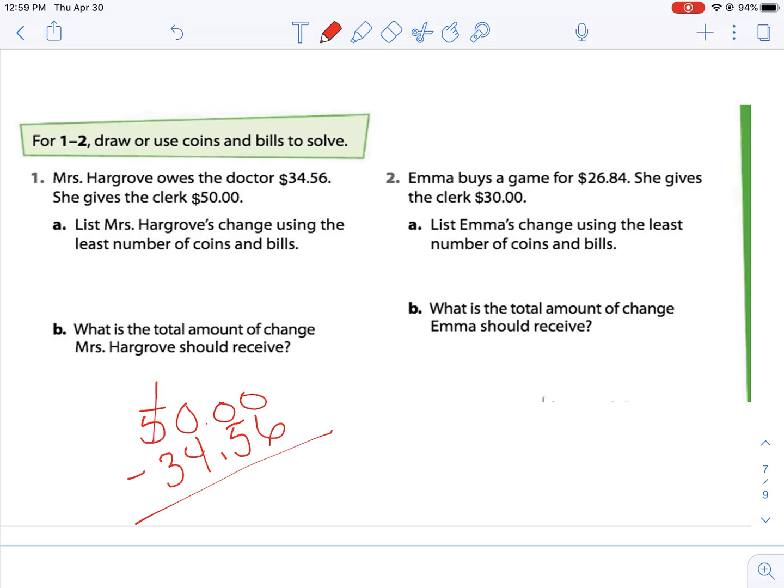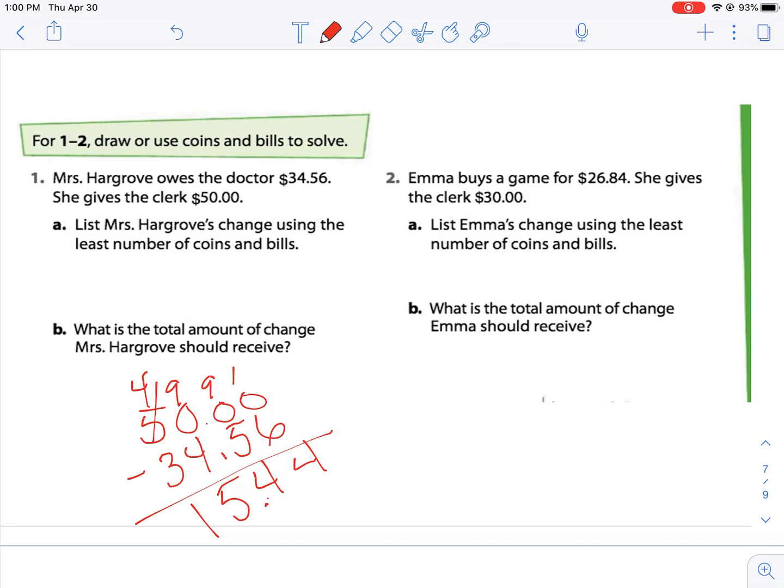Okay, and I'm going to make this a 4, 9. So I've got 6 take away 10 is 4, 9 take away 5 is 4, and 9 take away 4 is 5, and then 1. So she gets $15.44 back. Now, if you had that kind of cash, you could lay it out, or once I show you how to use the other parts, you'll see.